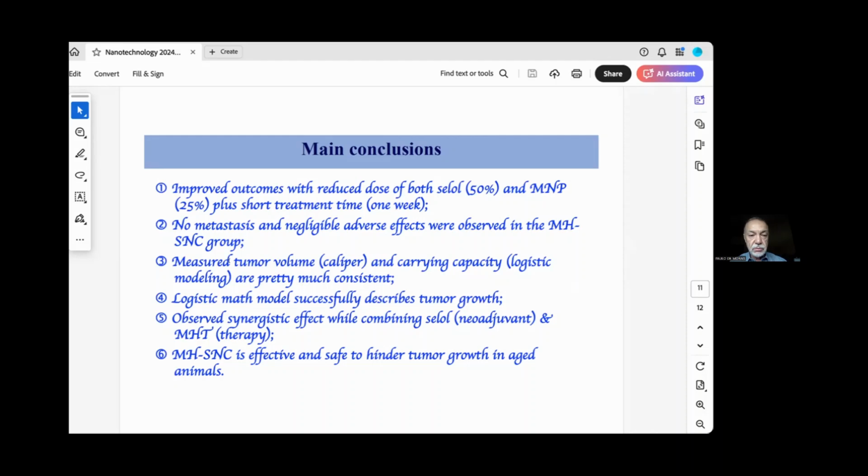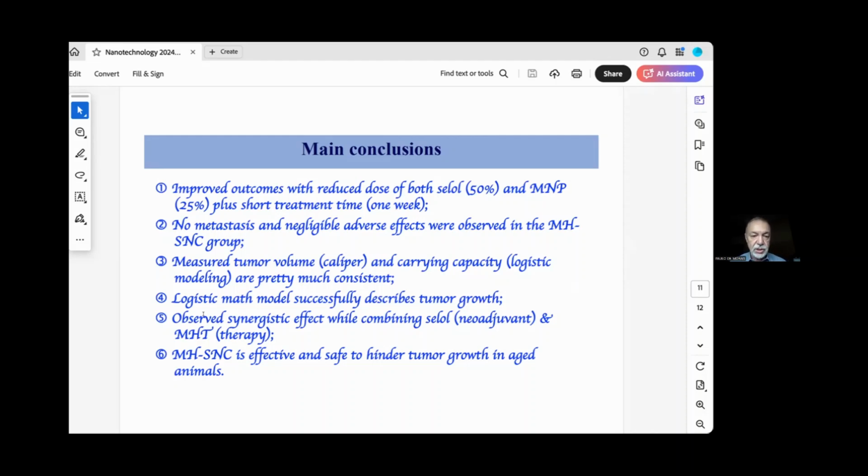Third, the tumor volume, which was measured by caliper, and the carrying capacity data are very much consistent. You can see that from the standard deviation of the parameters we can extract from the fittings. And one more important point is that the first approximation of the logistic model describes, at least in this experiment, the tumor growth successfully. And one more, the observed synergistic effect. This is a very important point.